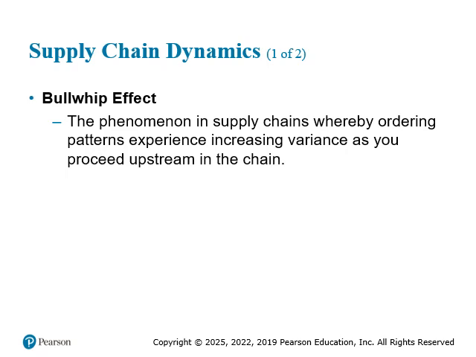So ordering patterns experience increasing variance as you proceed upstream in the chain, is the way the slide says it. Another way to think about that is if demand is relatively stable, but there's some variation in it at the consumer level, then the supplier will experience more variation, the supplier's supplier even more, and so on as you proceed upstream. That's why we call it the bullwhip effect.